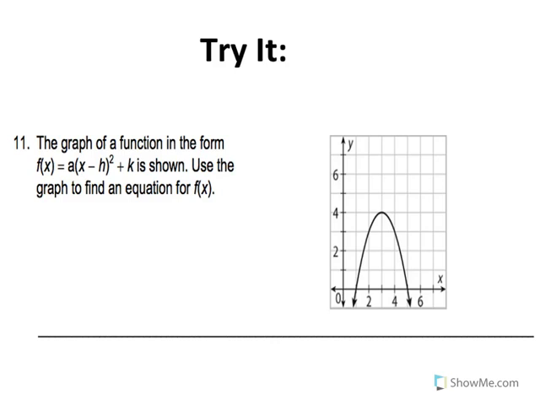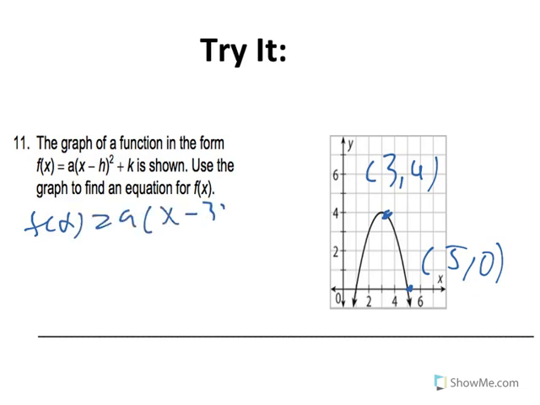And similarly to the previous example, now we're given a graph and you are to write a function, right? So we see that this point here is our vertex. So it is 3, 4, and let's pick this point here. It's easier to work with. So this is 5, 0. Okay, so we set f of x equal to a times x minus 3 squared plus 4, and this point 5, 0.